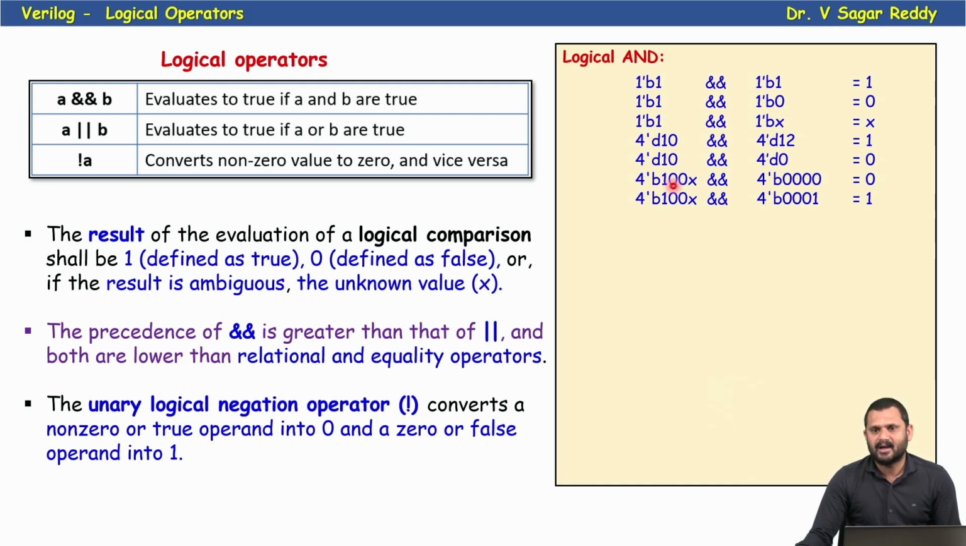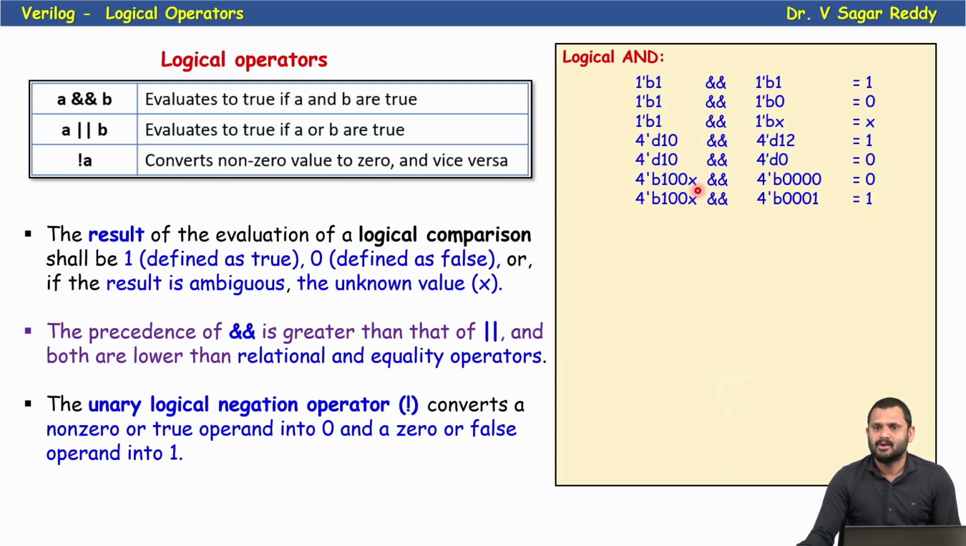Here 100x and all zeros. One operand is 0, irrespective of the other operand, it may contain x, z or anything. If one operand is 0 in logical AND, then the result is 0 only. Now here 100x and 0001. So the result is 1.